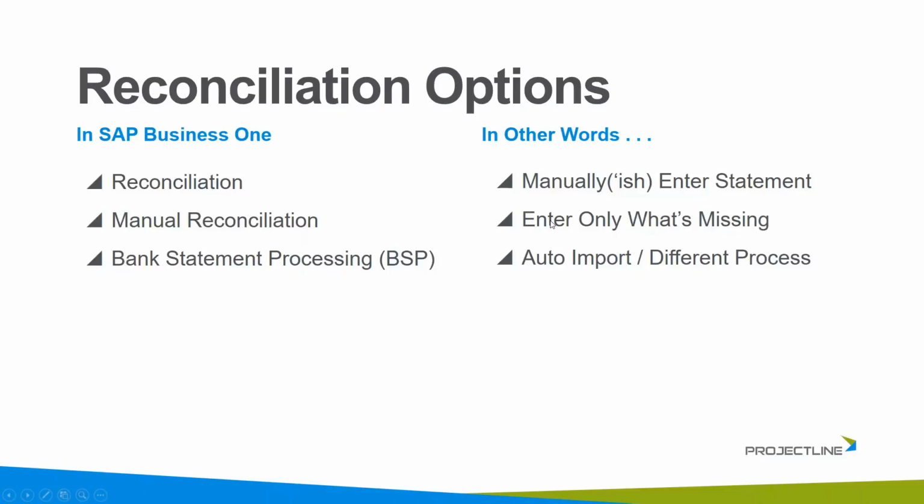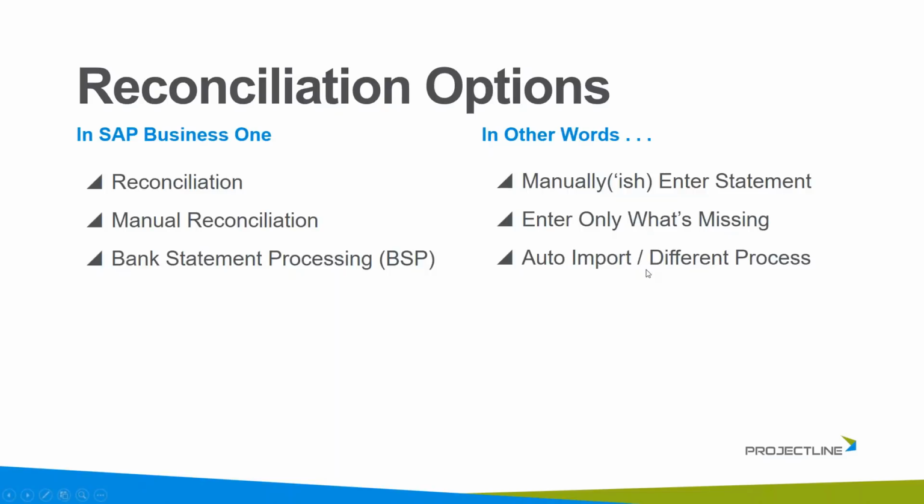Manual reconciliation, this is what most of you are doing. Really, I call this the enter-only-what's-missing approach, in the sense that you activate the manual reconciliation, you say what account you're doing it for, what the ending balance of the statement says and what the ending date of the statement is, and then if the two don't match, you're just filling in the blanks to complete the picture in your house bank account and reconcile out.